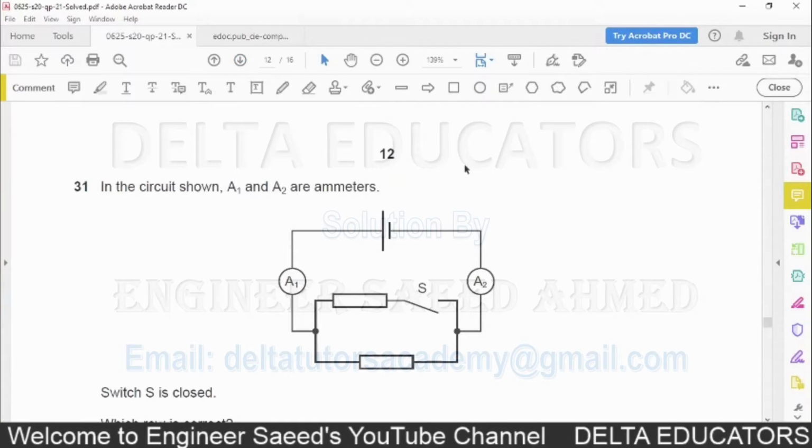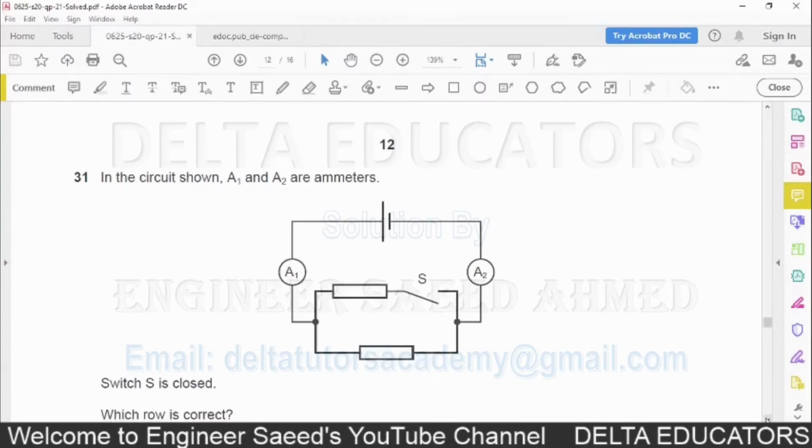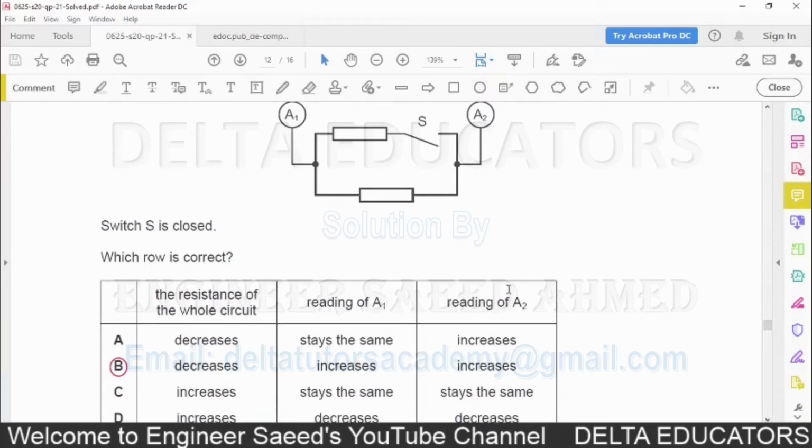Question number 31. In the circuit shown, A1 and A2 are ammeters. Switch S is closed. Which row is correct? Here we have three columns. In the first column, it is given the resistance of the whole circuit. Second column, reading of A1. Third column, reading of A2.